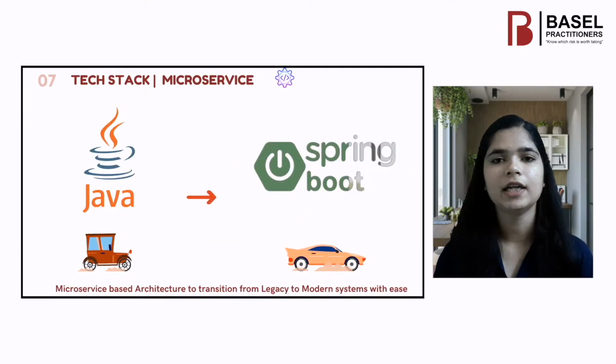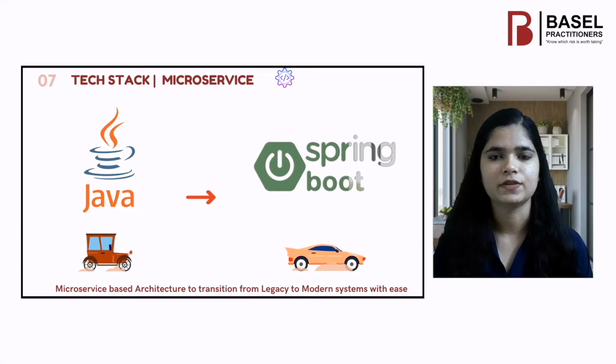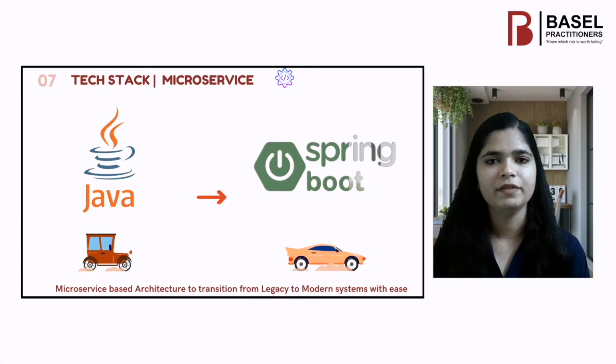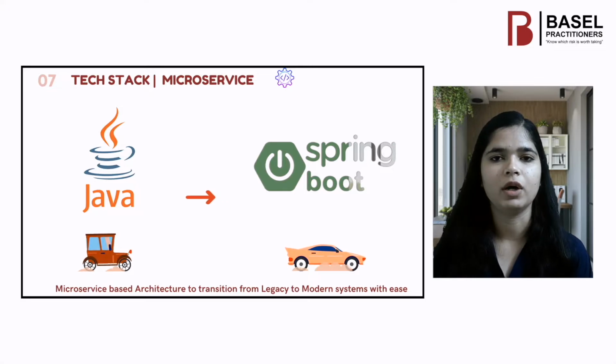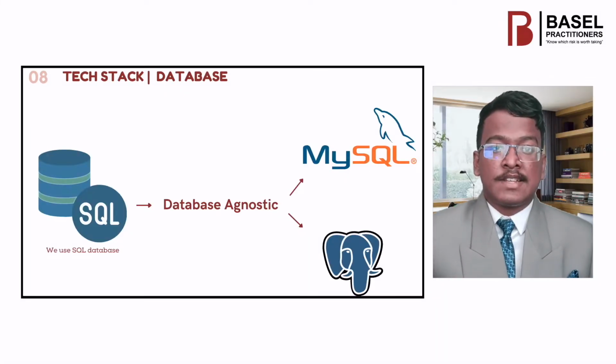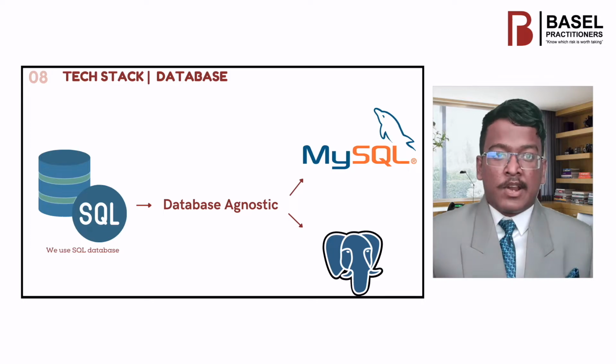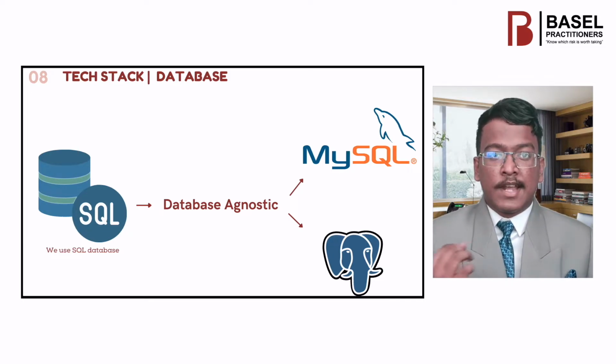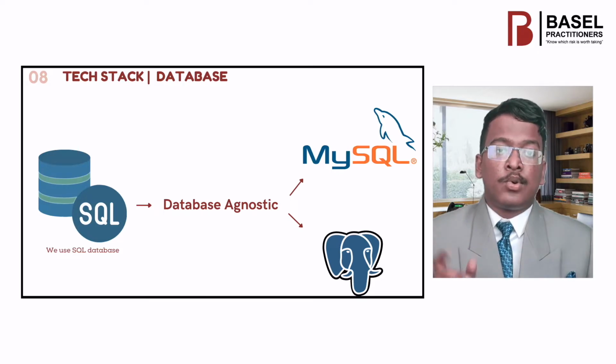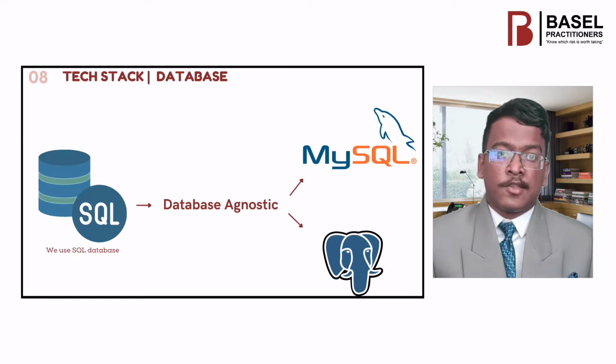The next layer in our architecture is the microservice layer. This layer consists of Java and Spring Boot. We want to transition from a legacy system which uses Java to a newer Spring Boot application to serve modern websites. Moving on to the tech stack for a database. We are database agnostic for all SQL databases. That means we support all SQL type databases. This is done using our Java framework, which uses native queries to transform our queries into the corresponding databases.